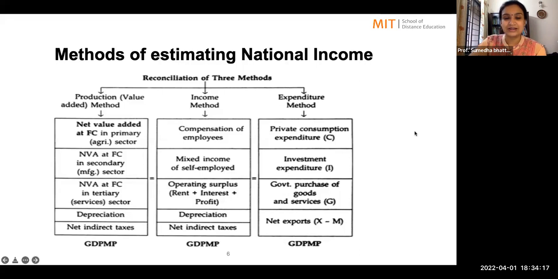Ma'am, I have a query. Like, these three methods we are using on a real factor basis or just on a theory basis?